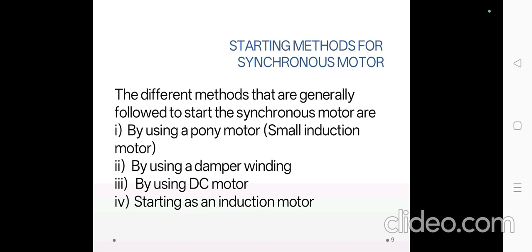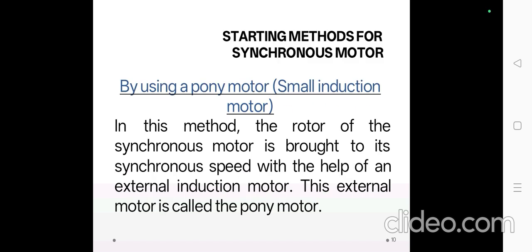First of all, we have to see about using a pony motor. In this method, the rotor is brought to the synchronous speed with the help of some external device like a small induction motor. Such an external device is called a pony motor. Once the rotor has attained the synchronous speed, the excitation of the rotor is switched on. Once synchronism is established, the pony motor is decoupled. The motor then continues to rotate as a synchronous motor.